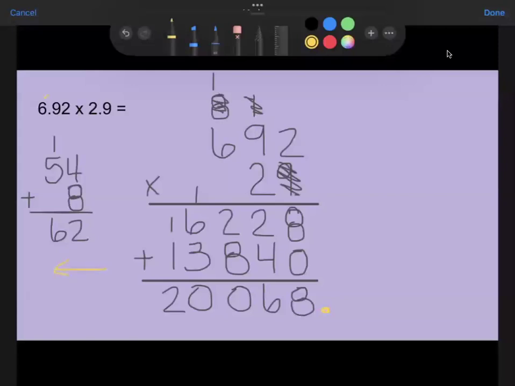So I count 2 decimals here and 1 decimal here. So I'm making a total of 3 decimals in the original problem. So I need to move that decimal 3 places. 1, 2, 3, puts it right here. So final answer is going to be 20.068.